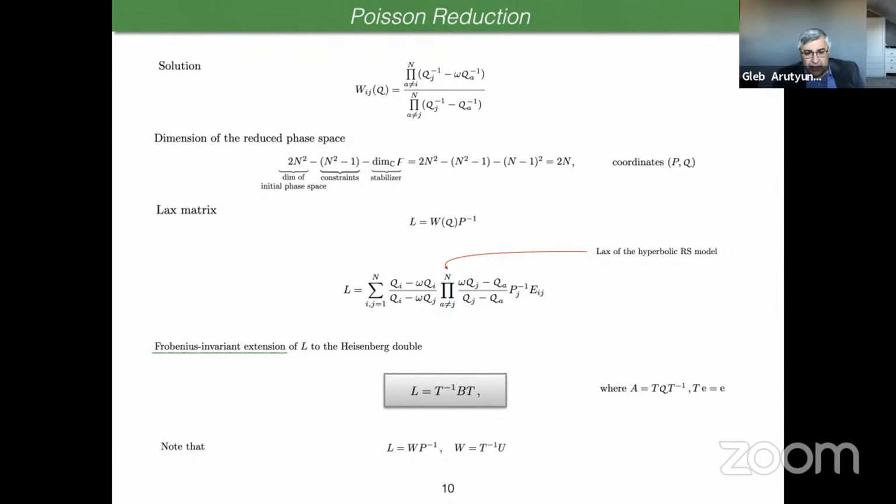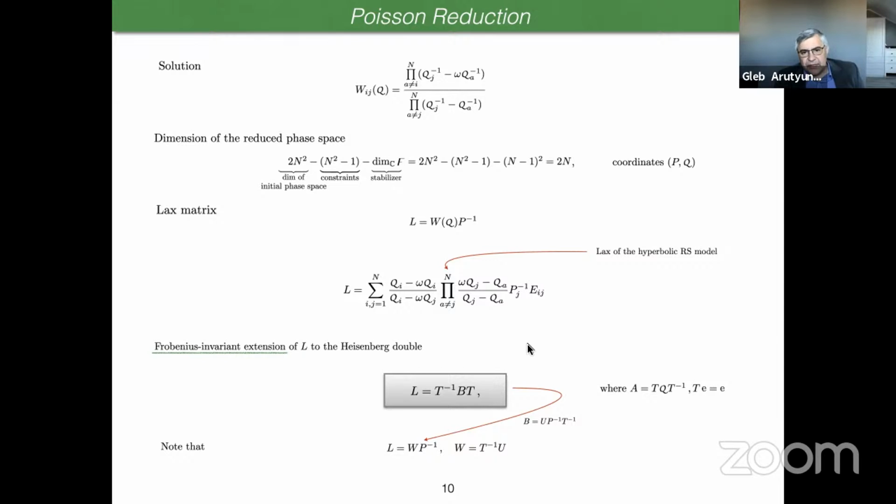Now, what I need to do further is to compute the Poisson brackets between the components of L and sort of exhibit integrability through this Poisson structure. And this can be done by raising an expression for L from the reduced phase space into the Heisenberg double. This is done by means of this formula here. So L is taken to be T minus 1 B T, where T is the same element which participates in the factorization of A. If we plug in the expression for B, then we see that we are back to this expression: L is W multiplied by P minus 1. And on the reduced phase space, we are back to this expression here. So it's an extension of L from the reduced phase space into the double.